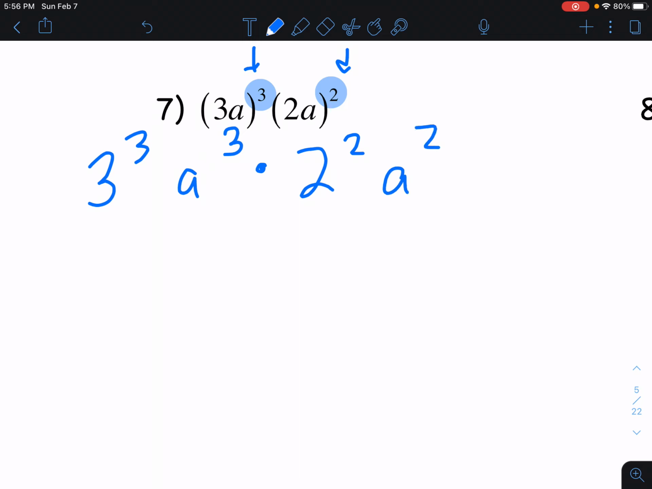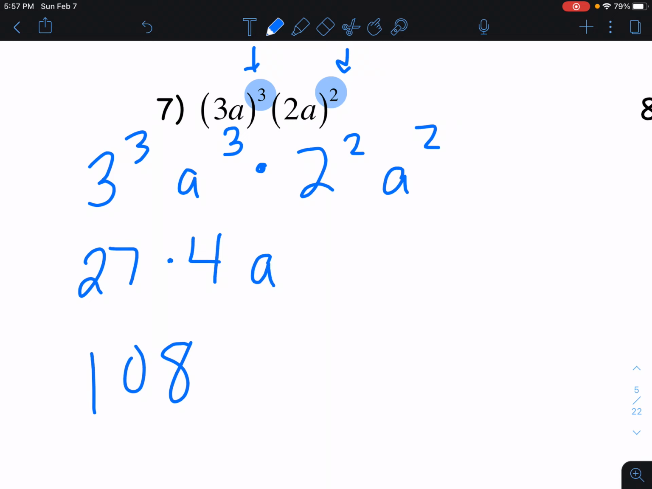So now, after that, we use our other rules. Well, 3 cubed is 27, and we can move things around here when they're being multiplied. So that'll be 27 times 4. The 4 I got from right here. 2 to the second power is 4. And then we can multiply those and get 108. And then we can do our exponent rules, a times a. So we have to add them. 3 plus 2, a to the power of 5.